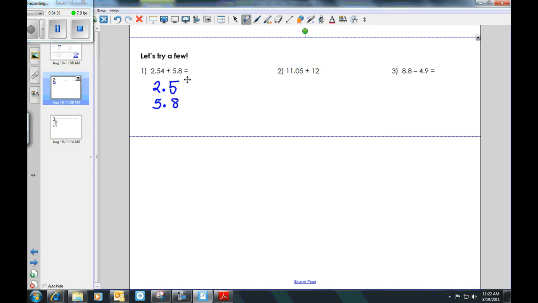Okay, now I have another spot out here. I have the hundredths place filled in with the first number. So it's 2 and 54 hundredths, 5 and 8 tenths, but I have my decimals all lined up.